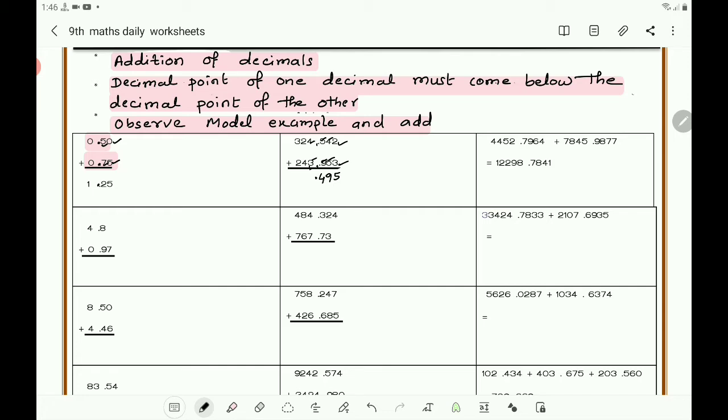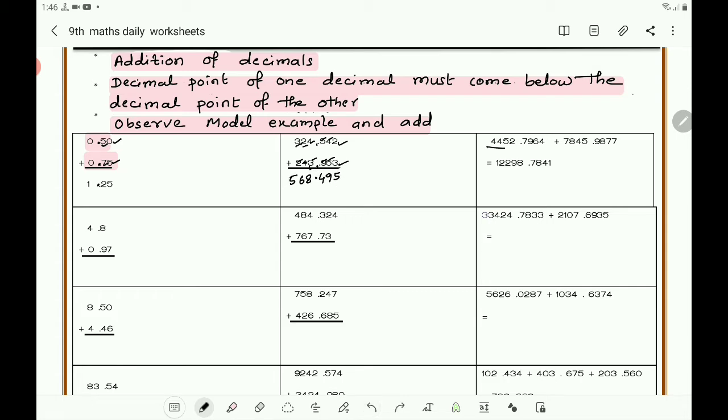4 plus 3 plus 1, that becomes 8. 4 plus 4, 8. And 2 plus 4, 6. Then 3 plus 2, 5. You got 568.495. 568.495, that is the sum.